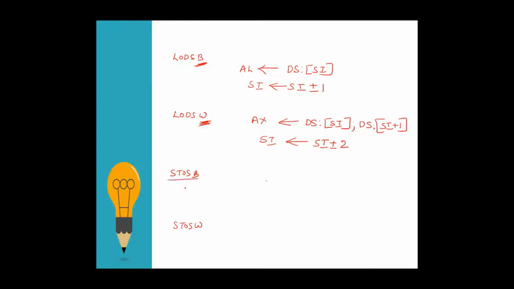What is STOSB doing? It is storing some content from where? From the accumulator to the destination. Who is our destination? The extra segment. So how will you write this? ES of DI. Where is the content coming from? The content is coming from AL, because this is the byte version. And which register will increment here? DI will increment. DI can be plus or minus 1.